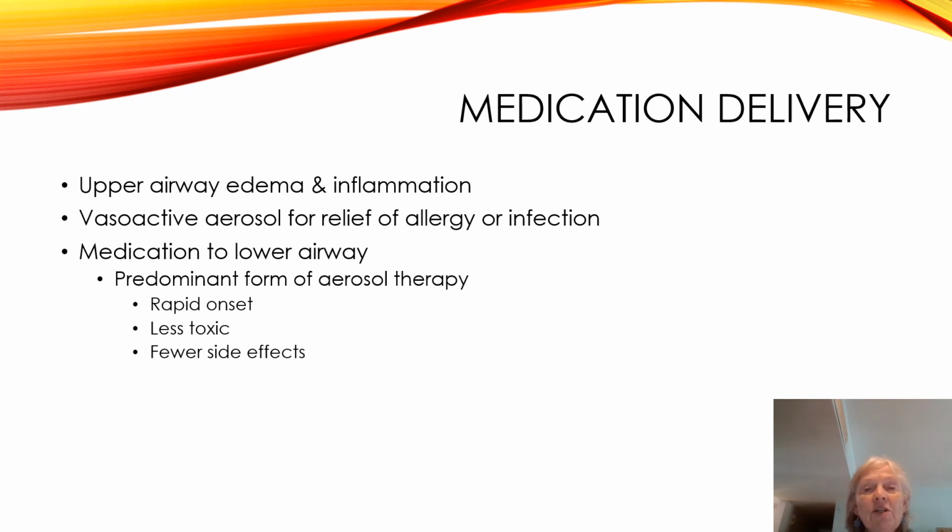So for medication delivery, we can do this again for upper airway edema and inflammation, croup, stridor, things that we can take care of. The most common medications we use for this are going to be your epinephrine, because remember, epi has an alpha property to it, and that causes vasoconstriction. We're trying to get those airways closed down. The swelling is so bad that these patients can't breathe.